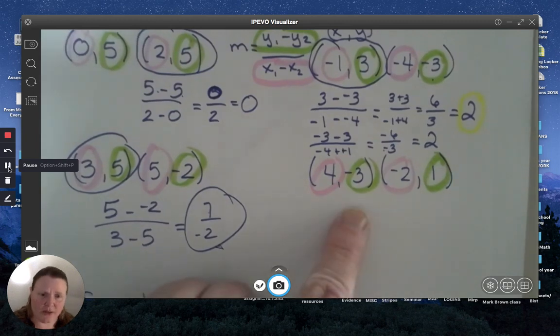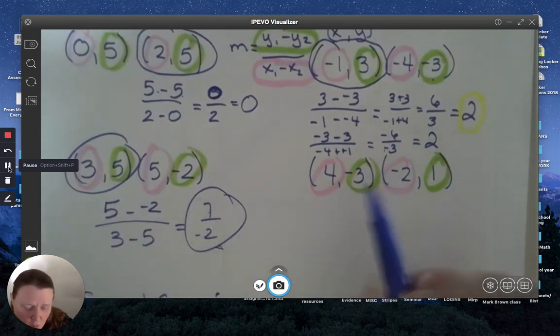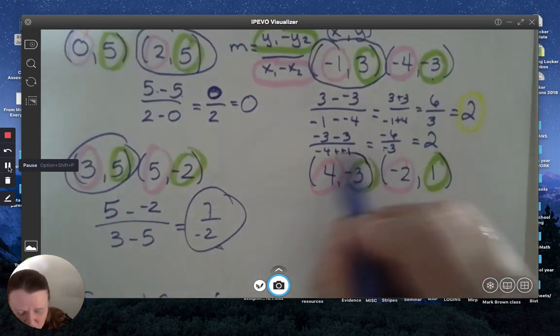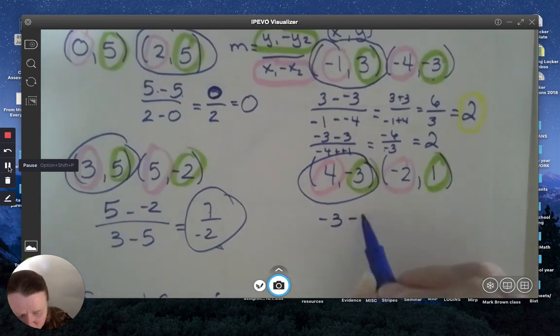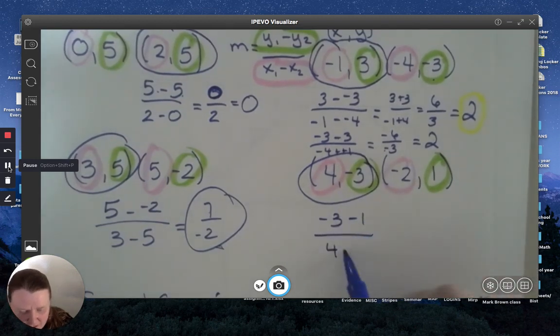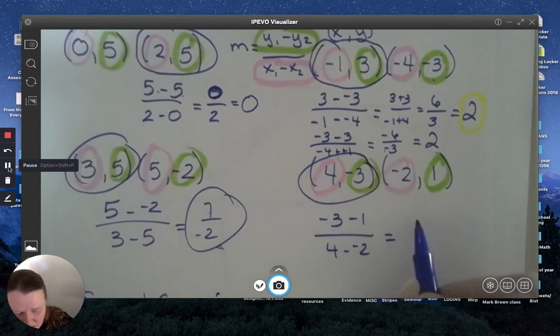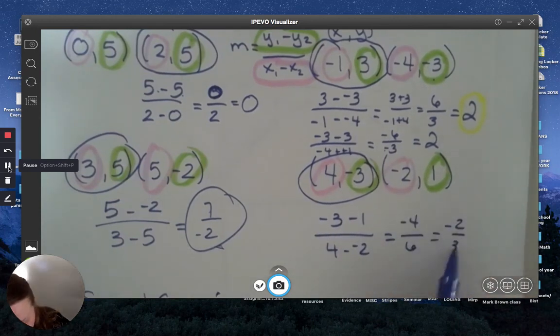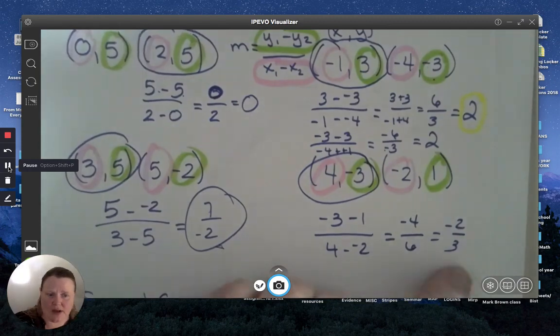So we're going to do another one. Again, the y's go on the top. So I've chosen this one, -3 minus 1, and then 4 minus -2. And so that becomes -4 over 6, which reduces down to 2/3. See how if it reduces, I go ahead and reduce it.